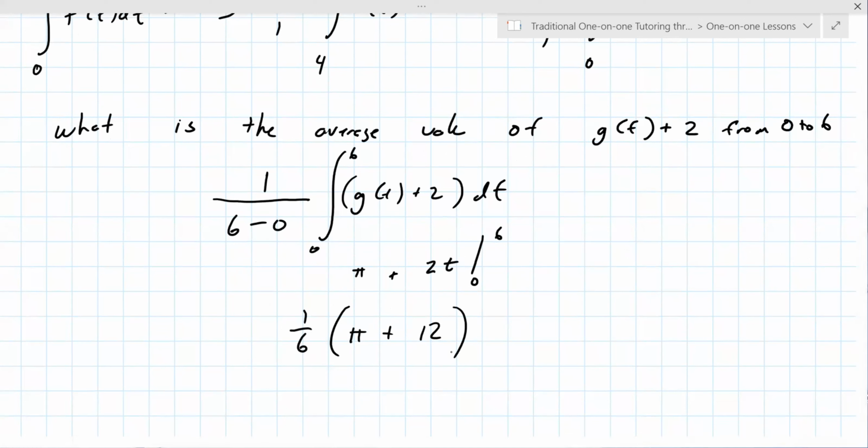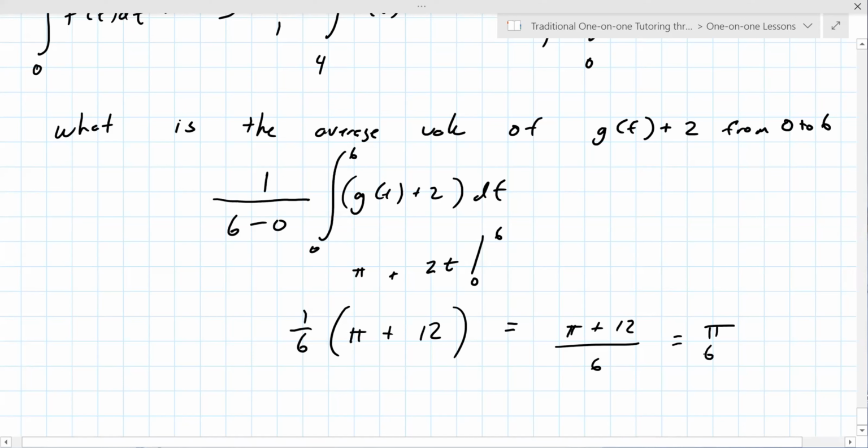Got it. Do you multiply the 1/6 and the 12? I mean, now you're down to just preferences. This is also the same, just as good. Would you do pi over 6 plus 2? Good, but it's not necessary. These are all kind of the same at this point. Gotcha. Okay.